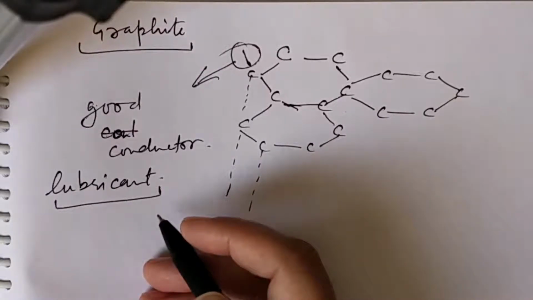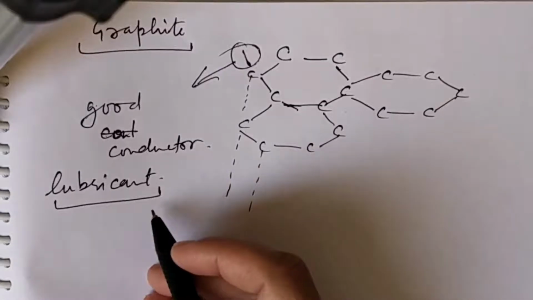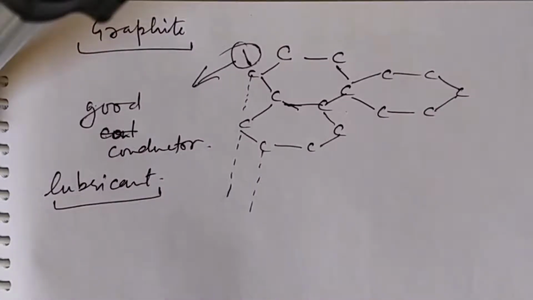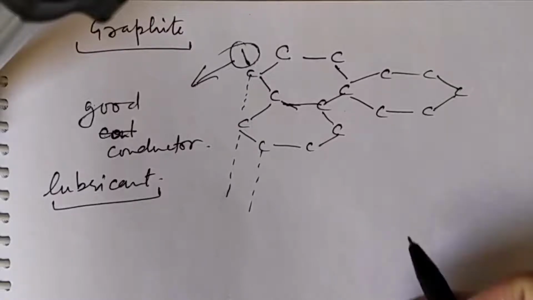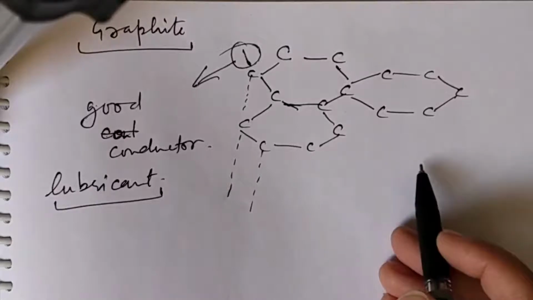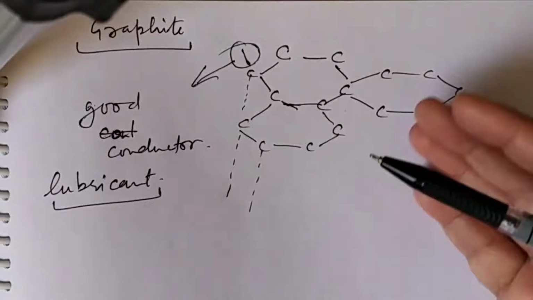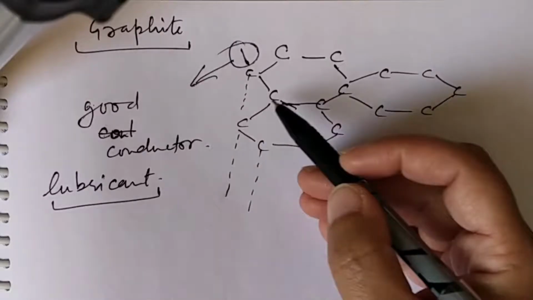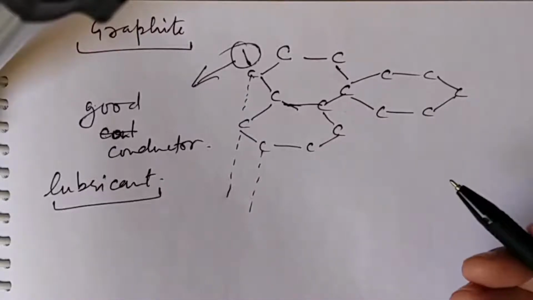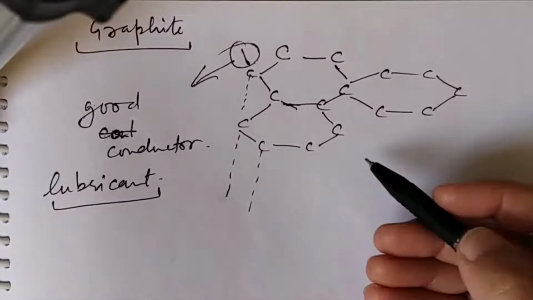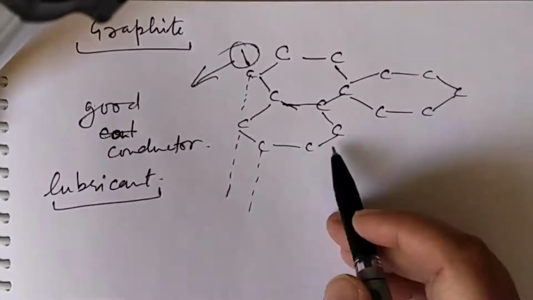Are you getting the point? Here we are discussing why graphite shows lubricity, why it is used as a lubricant, okay, and this is the special property of graphite, because the carbon layers in graphite can easily slide over each other because of the weak interactions between these two layers. Even a small pressure can make these layers slide over each other, okay.